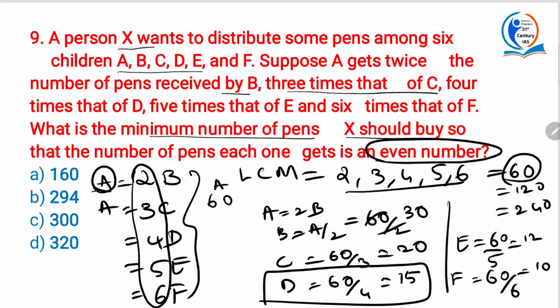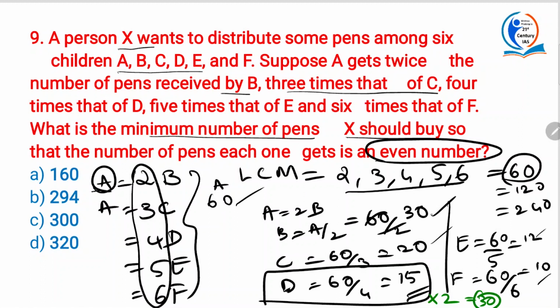But this D has an odd number, no? Rest all have even numbers, 30, 20, 12, 10 and 60. Those are all even numbers. But D is having an odd number. Okay, so to make it even, what can I do? What is the least number that should be multiplied with 15 to get an even number of pens? That is 2, no? So into 2, 30 pens.